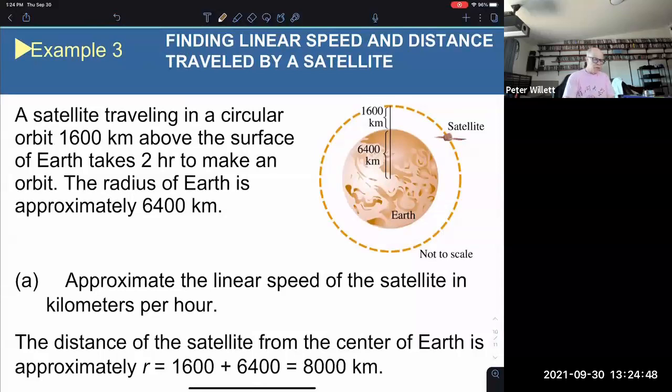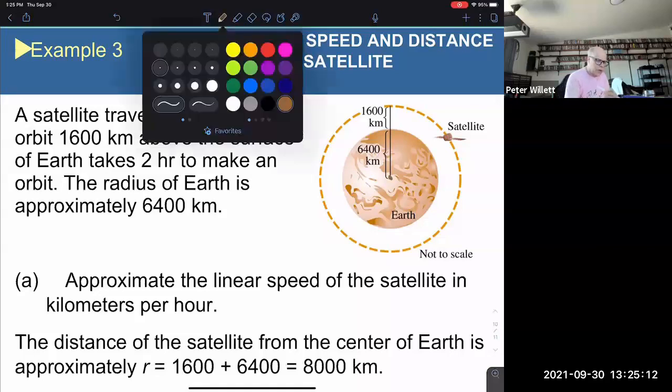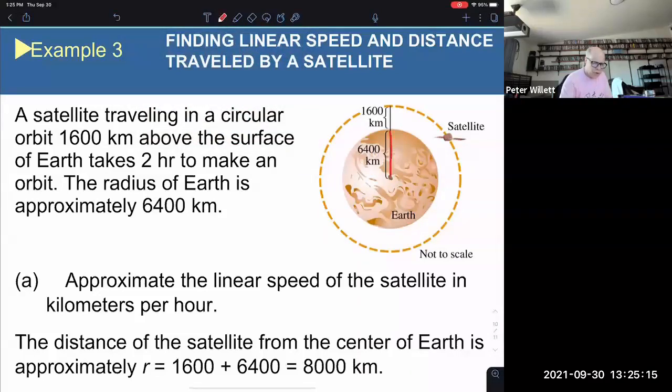A satellite traveling in a circular orbit 1,600 kilometers above the surface of Earth takes 2 hours to make an orbit. The Earth is approximately 6,400 kilometers. I think they're saying, yeah, they're drawing it in the picture for us here. The Earth's radius is 6,400 kilometers. Let's change colors. So that's this length here, as they've shown. And how far it is above the Earth adds to the radius an additional 1,600 kilometers, so that's the radius of the orbital circle created by the satellite as it goes around the Earth.